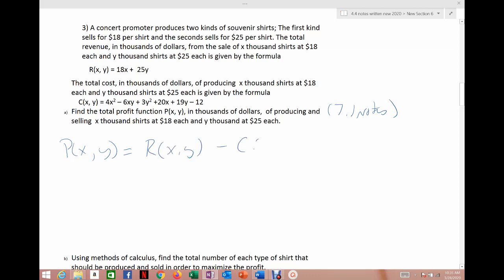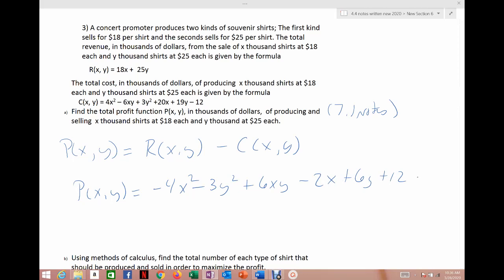So remember, finding the profit is just like the single variable case. It's the revenue function minus the cost. Make sure you're careful with the cost. Distribute that negative. And when we found this earlier, it came out to negative 4x squared minus 3y squared plus 6xy minus 2x plus 6y plus 12.